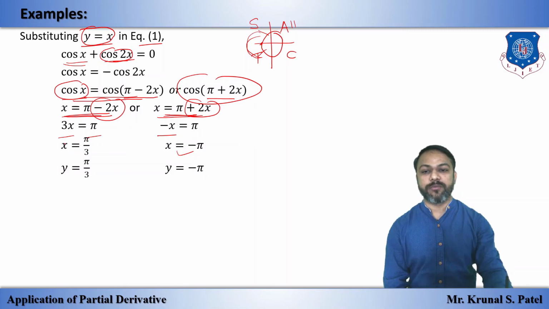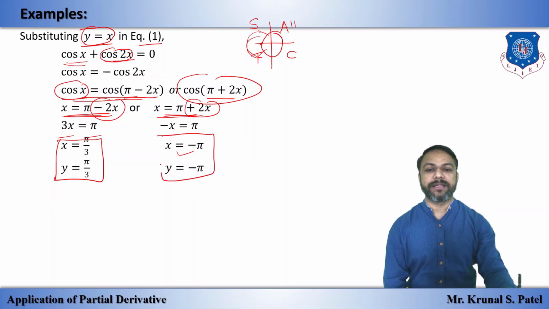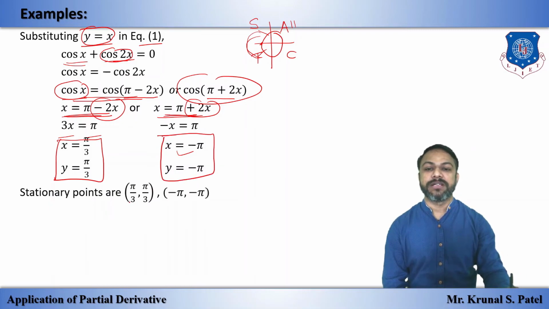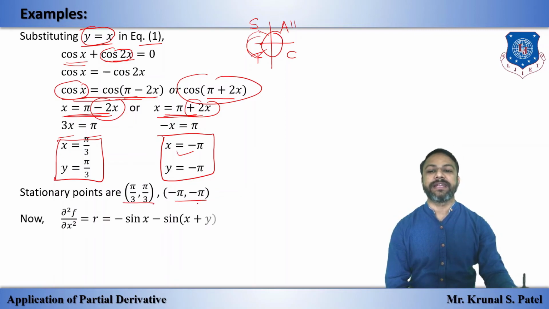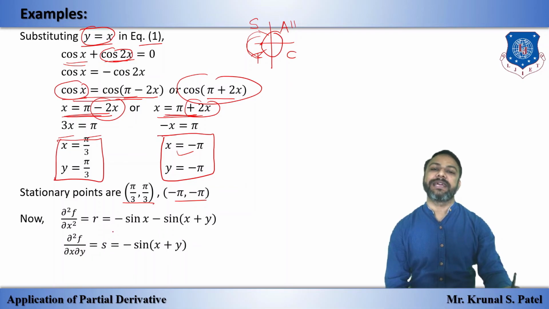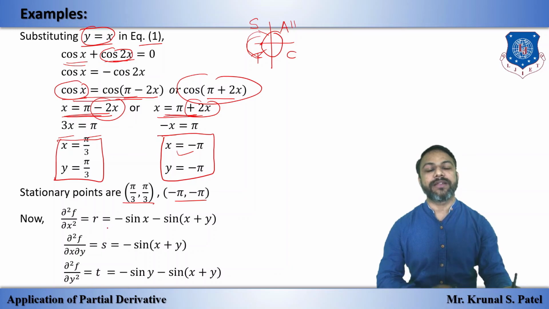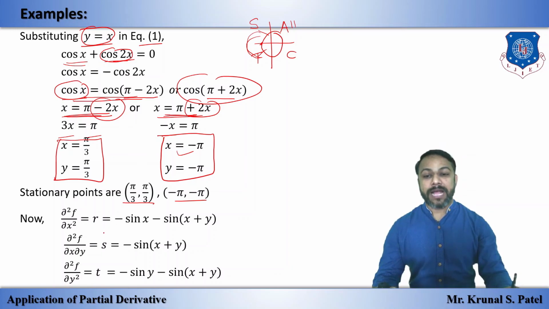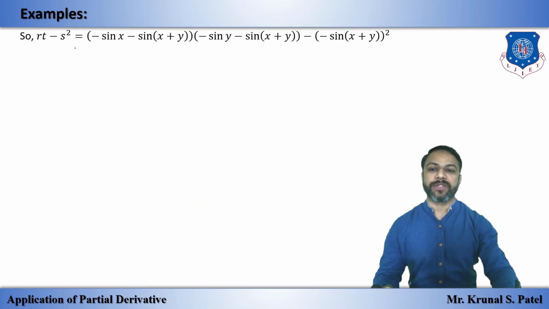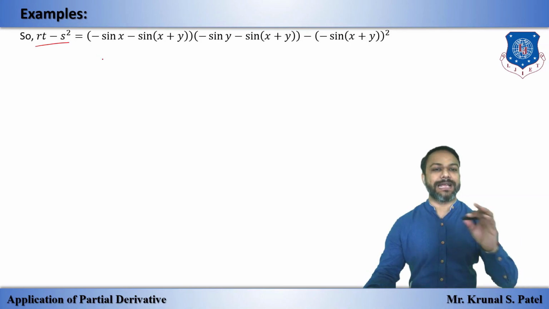So this is one point. And in the same way, x is equal to minus pi, y is also equal to minus pi. This is the second point. So we have the stationary points. After getting the stationary points, we will find the values of r, s and t, that means the second order derivatives, from del f by del x and del f by del y. After getting RST, we will find RT minus S square.